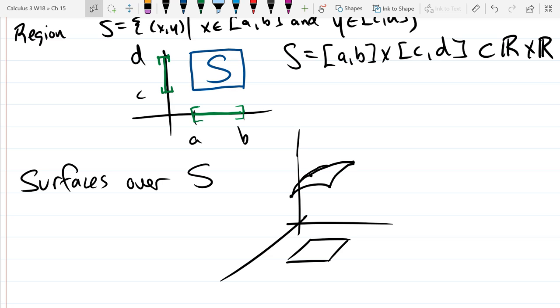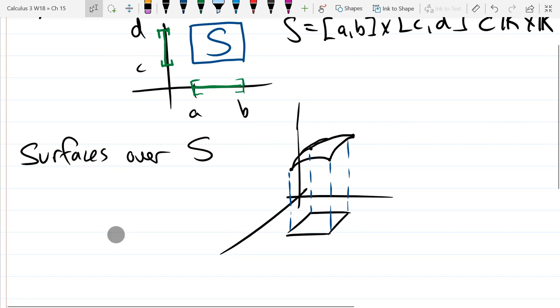So what we're going to do is basically compute the volume if I connect these two shapes together. So if we drop some vertical lines straight down, we're going to compute the volume of this shape right here. It's been a long week.